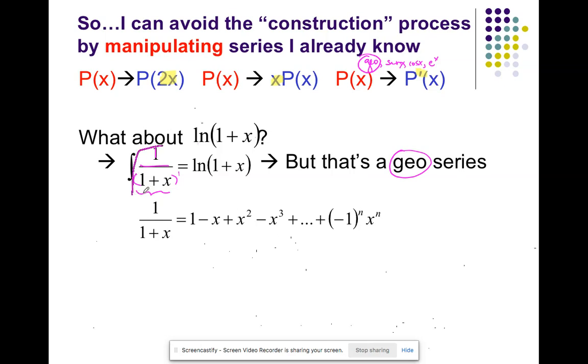This is a geometric series. The geometric series representation, r is equal to negative x. So I did a r to the 0, a r to the 1, a r to the 2, blah, blah, blah. I wrote out those terms. But that is not what I'm after. That's geometric, so it was very easy to write out the power series. That's not what I want, though. I want the power series representation for ln of 1 plus x.